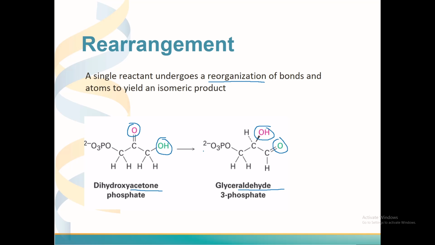So those are the 4 kinds of reaction. Remember, there are 4. The first one that was shown to you is addition, and then elimination, and then substitution, and lastly rearrangements. So these are the kinds of reactions in organic chemistry.